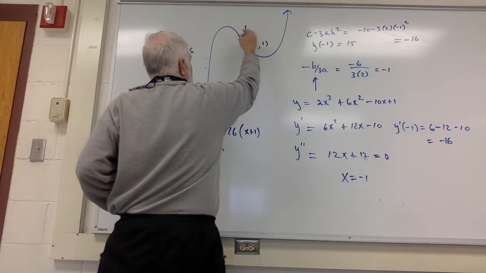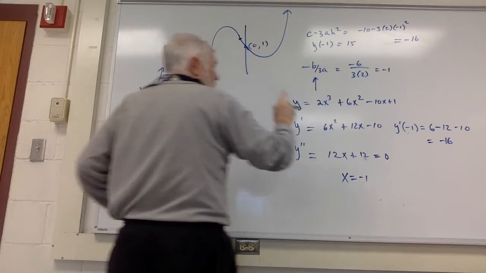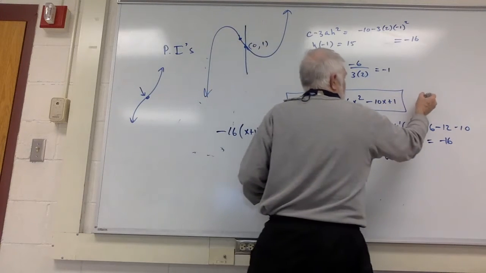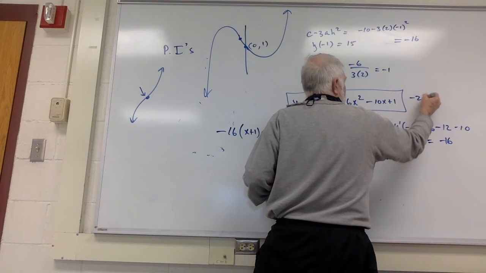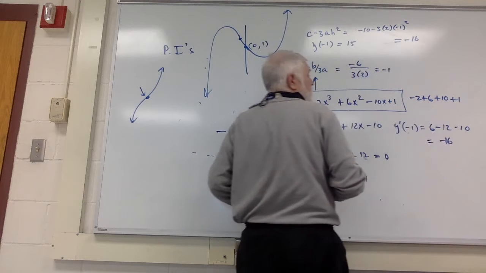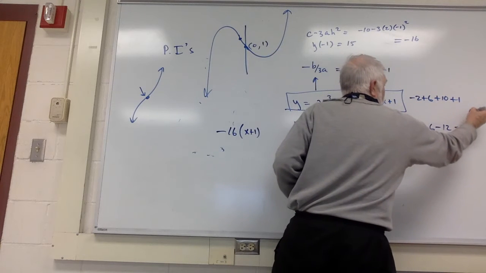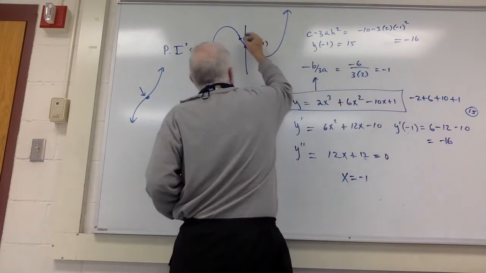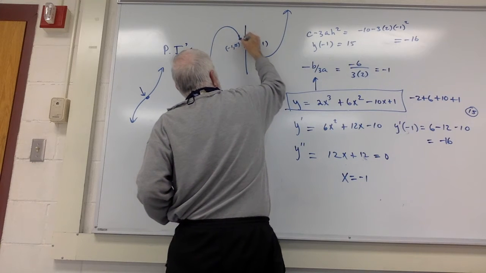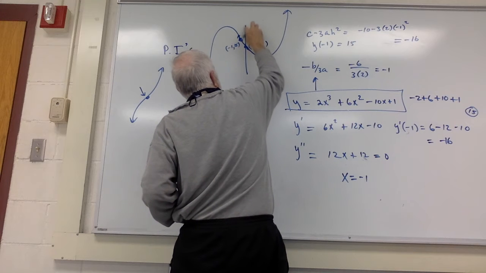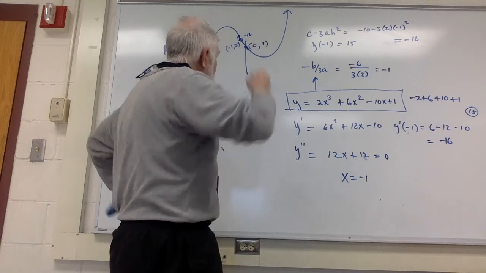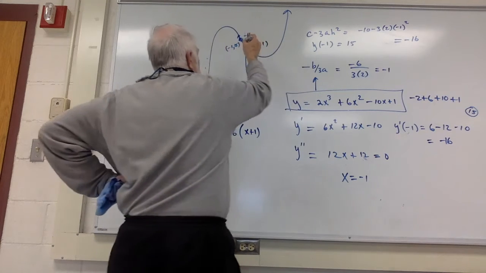Well, I'm here, right? I didn't label that point. So I got to find out where I am. Where I am is given by the original position function. So if we put -1 in, we get -2 plus 6 plus 10 plus 1. All right, 17 minus 2, 15. So at -1, we're at a height of 15, and we're going down at 16 to 1 at that instant.